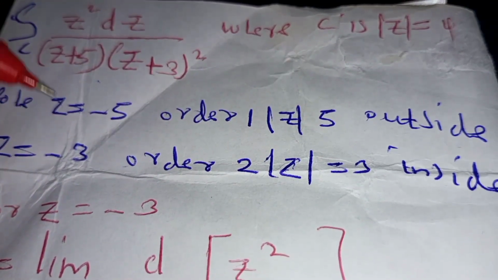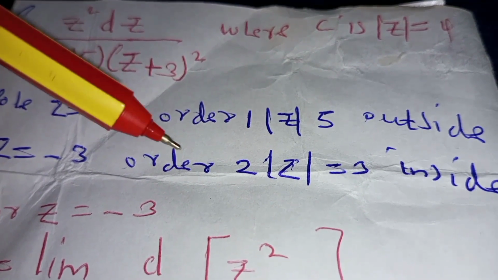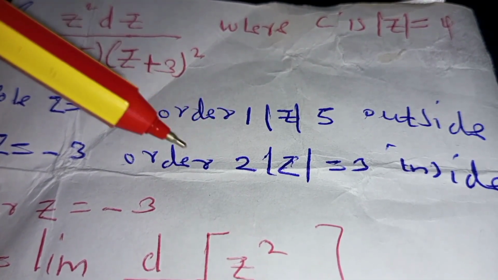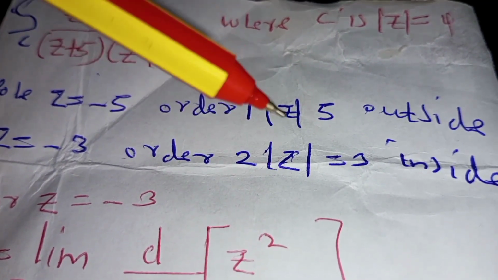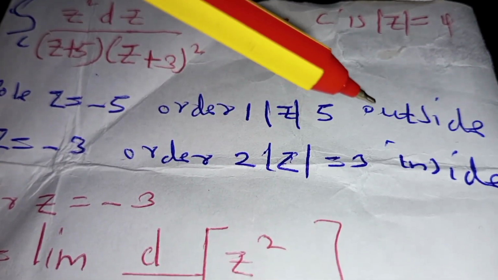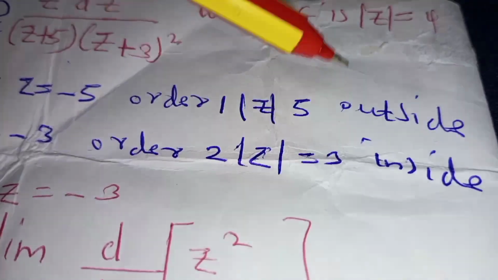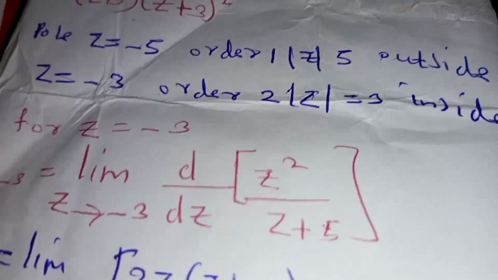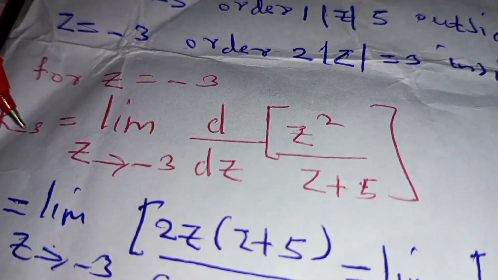Now the second pole is at Z is equal to negative 3. As you can see here, it is of order 2. It is of order 2. And this pole is inside the given contour because 3 is less than 4. Now, first of all, you are going to get the residue at Z is equal to negative 3.